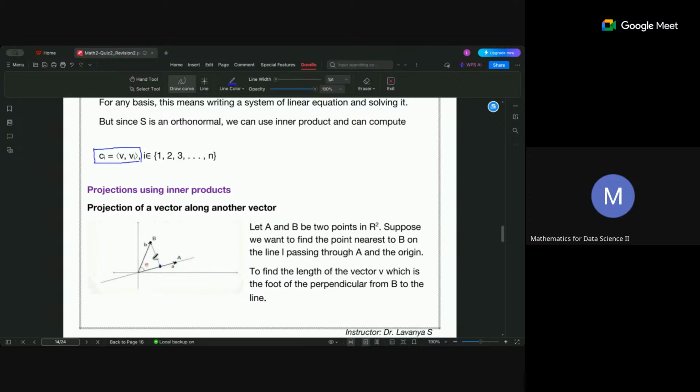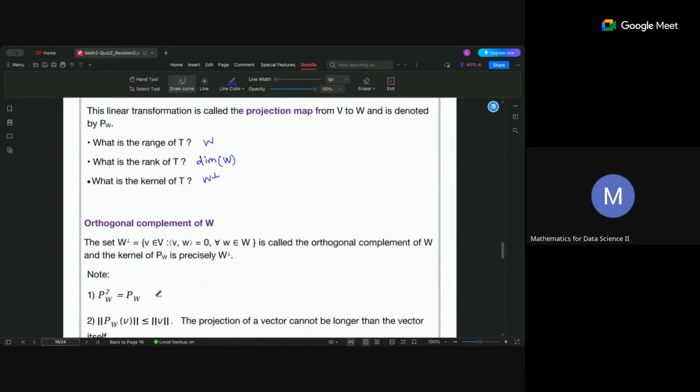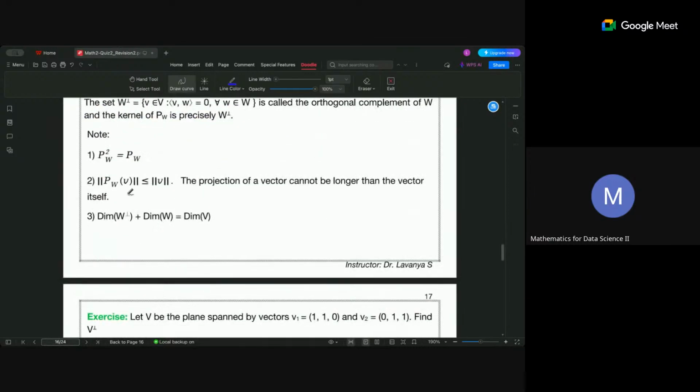The original vector or the projected vector, which one has bigger length? The original vector, right? So this is a general property for any projection operation. The norm of the projected vector is always less than or equal to the norm of the original vector. So that projection cannot be longer than the vector itself.